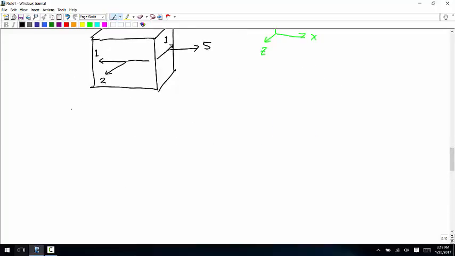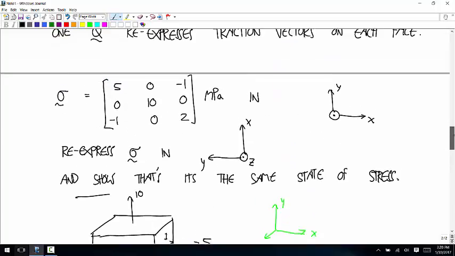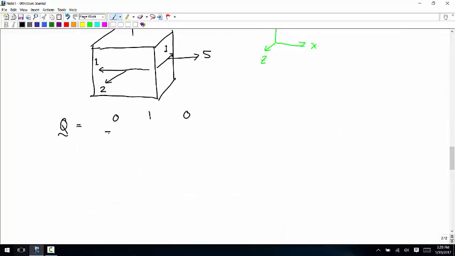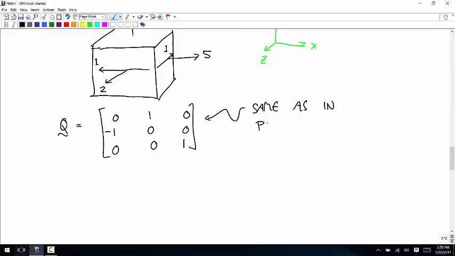And so now we're going to apply the rotation matrix. This is the same coordinate system transformation that we did in the example. So our Q is going to be whatever it just was. 0, 1, 0. -1, 0, 0, 0, 0, 1. Same as in the previous example. +90.